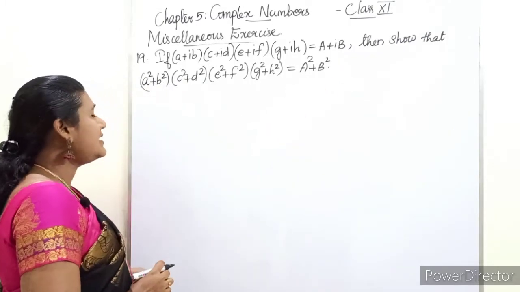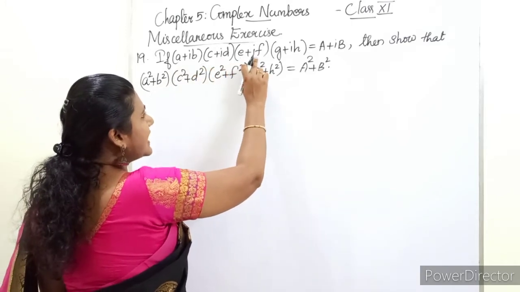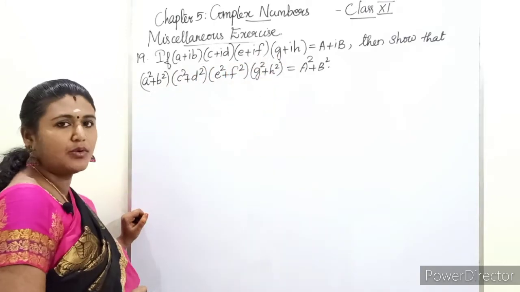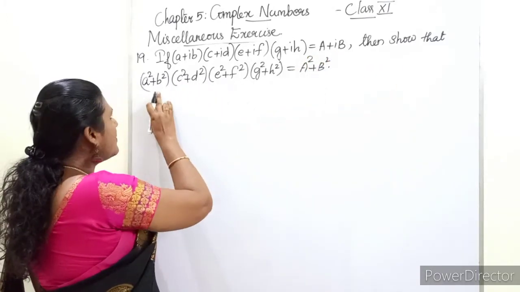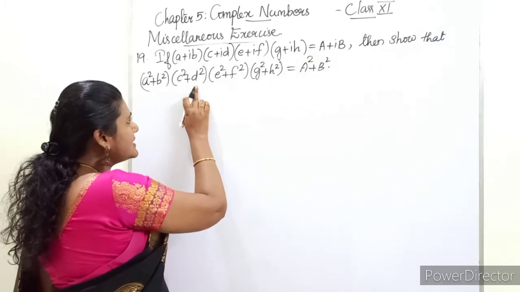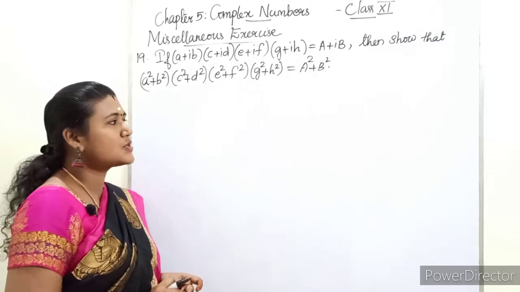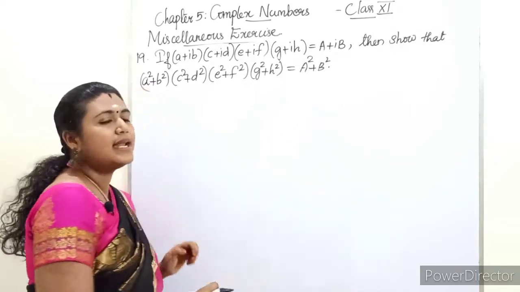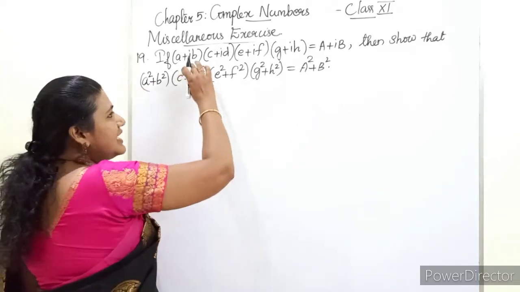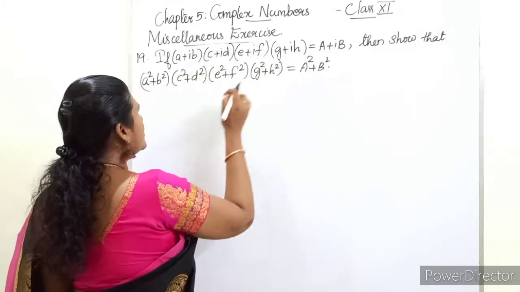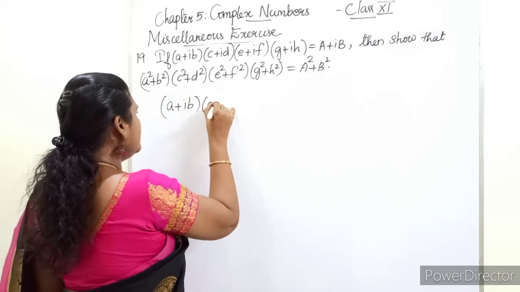Question number 19. If (a plus ib)(c plus id)(e plus if)(g plus ih) is equal to A plus iB, then show that (a square plus b square)(c square plus d square)(e square plus f square)(g square plus h square) is equal to A square plus B square. So here we will start with the given condition. So this condition is given.